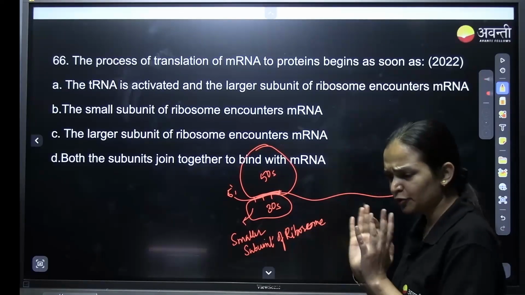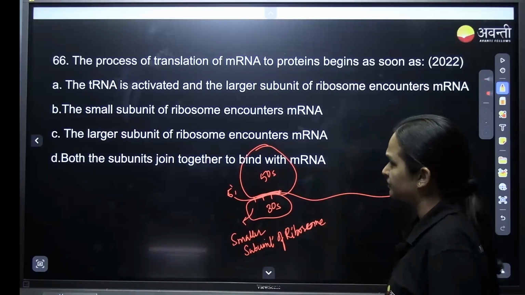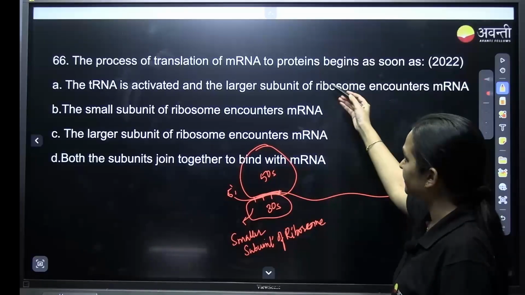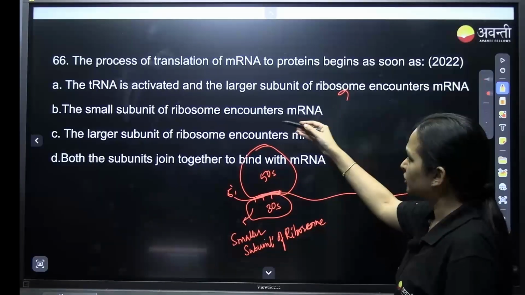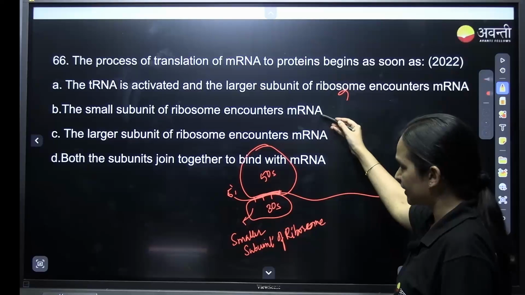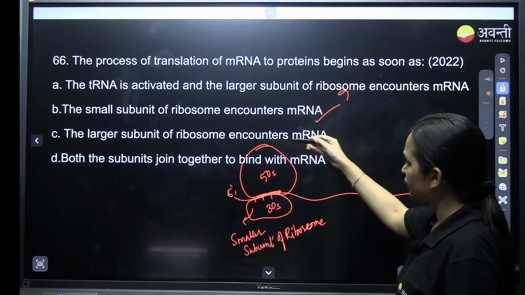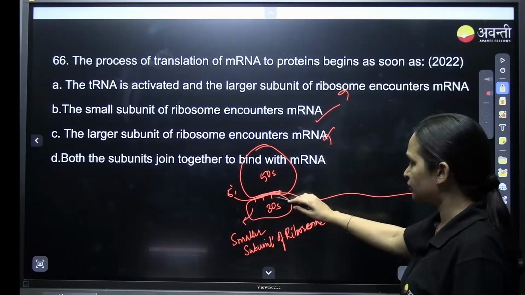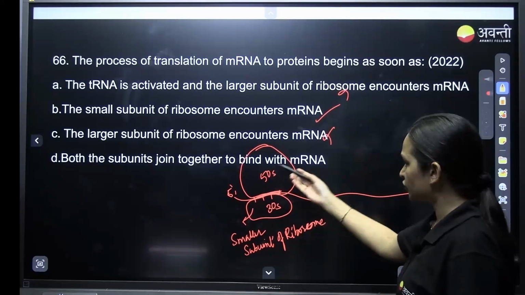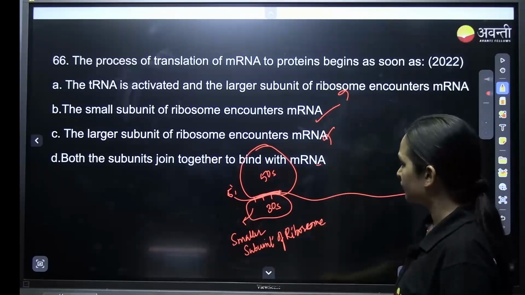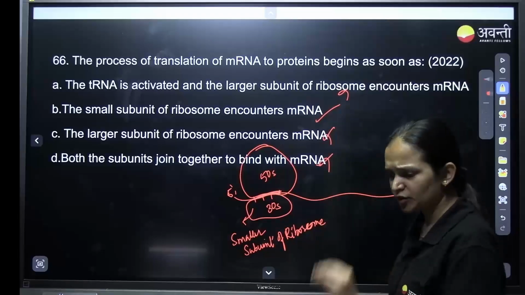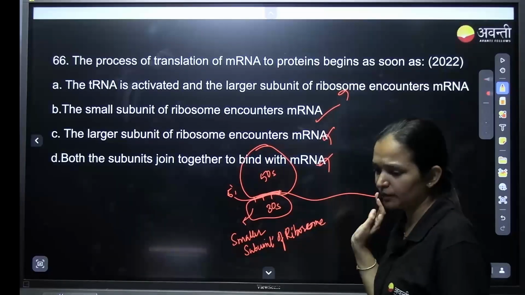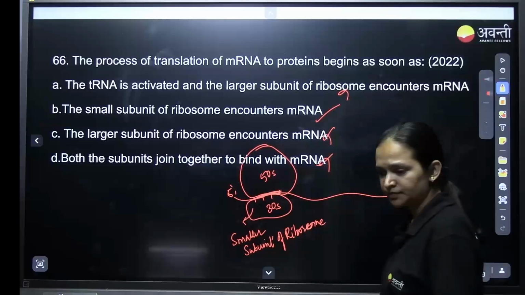Understanding? This is the first and foremost thing happening in translation. So tRNA activates the larger subunit? No. The smaller subunit of the ribosome encounters the mRNA. Both the subunits join together to bind with the mRNA? No. It is always the smaller that comes first and attaches to the mRNA, then comes the larger.